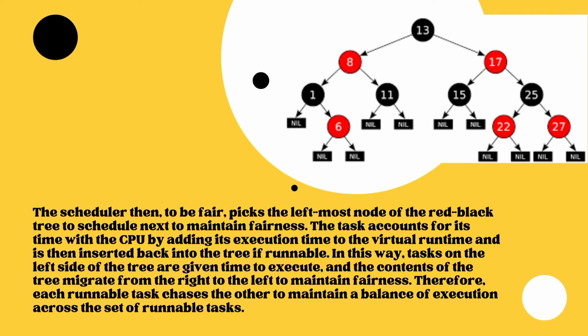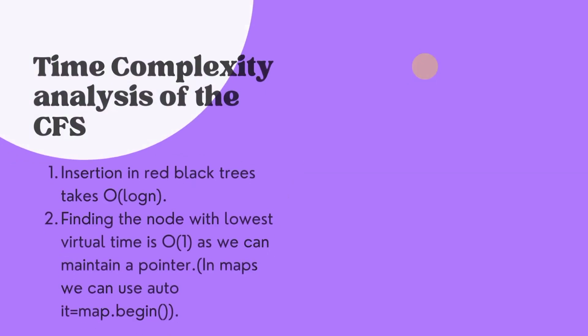In this way, tasks on the left side of the tree are given time to execute, and the contents of the tree migrate from the right to the left to maintain fairness. Therefore, each runnable task chases the other to maintain a balance of execution across the set of runnable tasks.